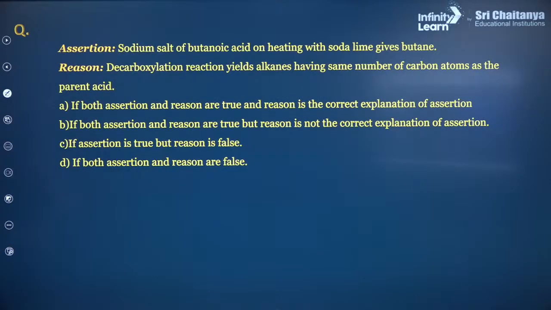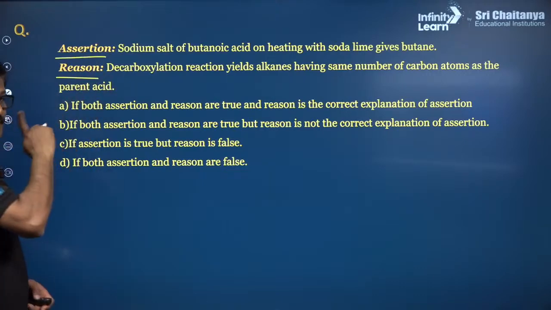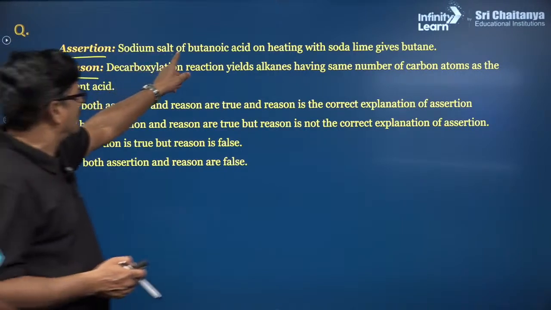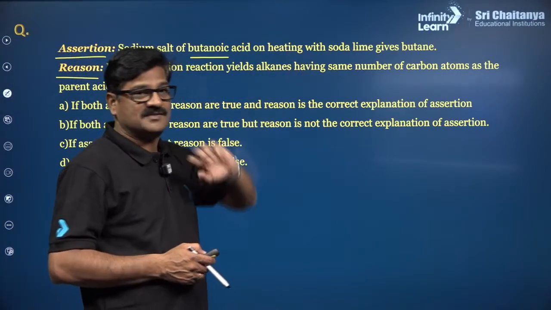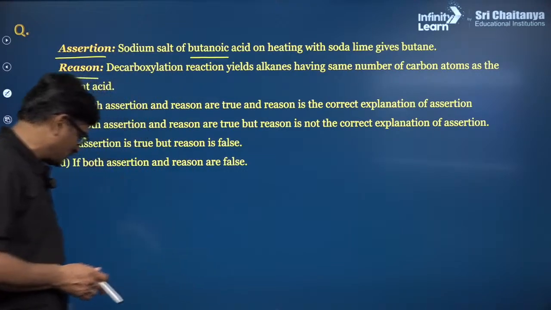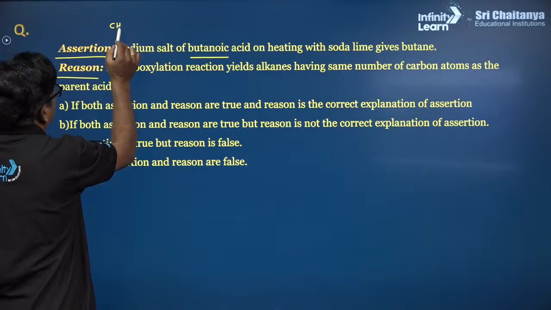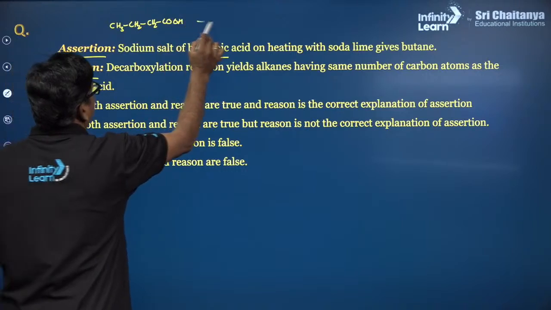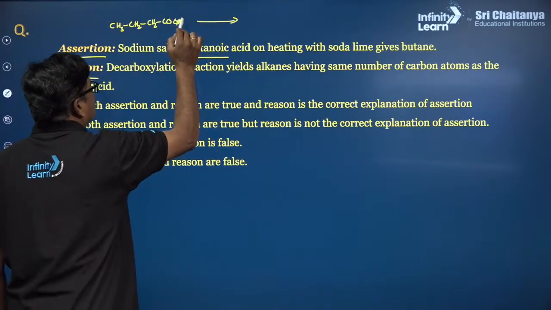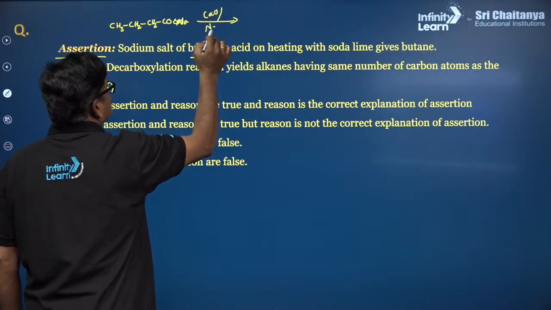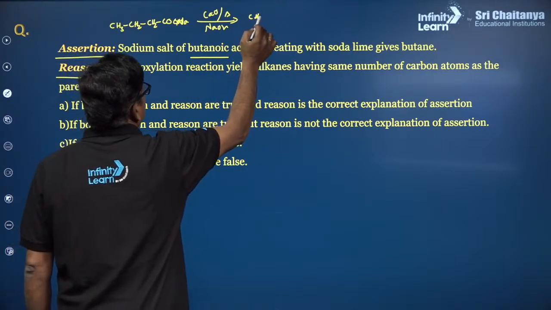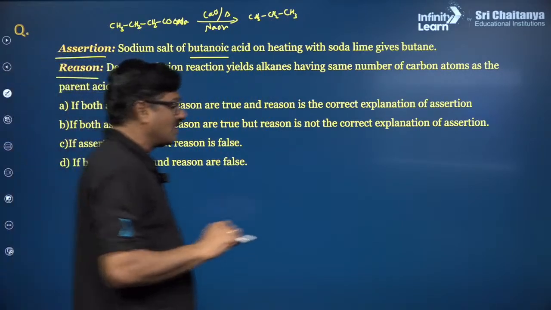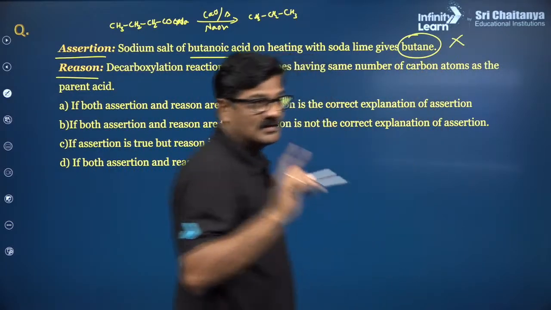Hold on a minute. Assertion and reasoning: you just skip the previous question, there is a typo error. Now, sodium salt of butanoic acid on heating with soda lime gives rise to butane. So what happens? Sodium salt of butanoic acid means CH3CH2CH2COONa. You are going to get CH3CH2CH3. Propane is obtained. I am getting propane but not butane. Wrong.